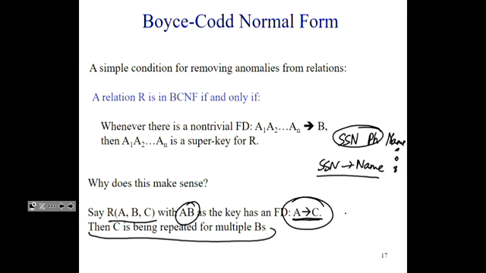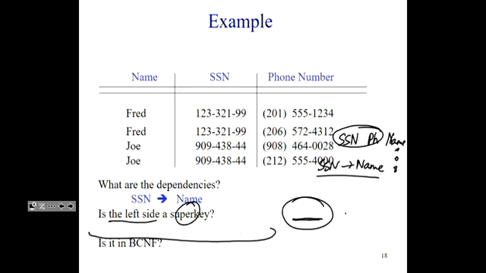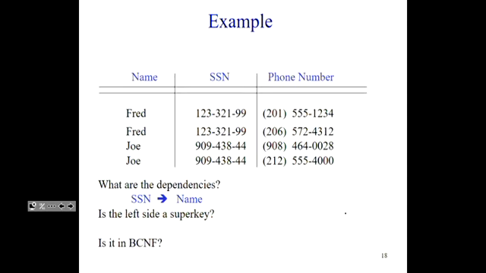So the intuitive reason for why we want relations to be in Boyce-Codd normal form is so that we can minimize this kind of redundancy, and therefore we can minimize these kinds of anomalies. Okay? So this was the example that I mentioned. You have a relation here with name, SSN, phone number. The dependency is SSN implies name.